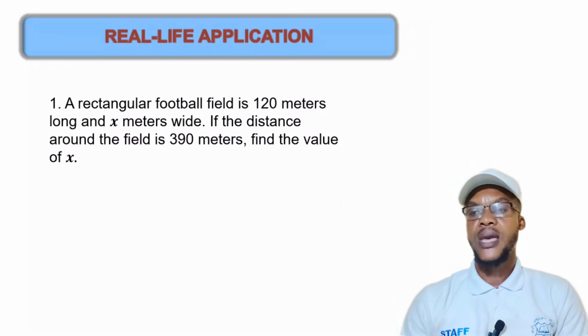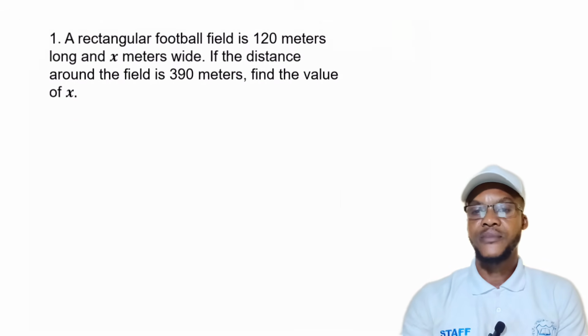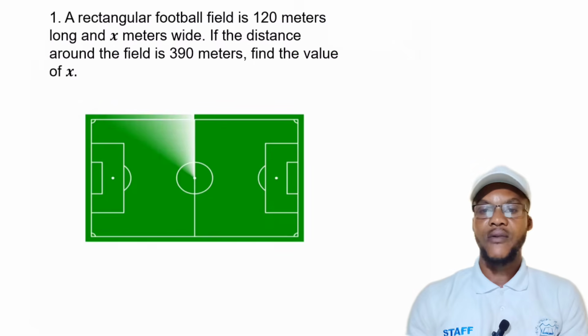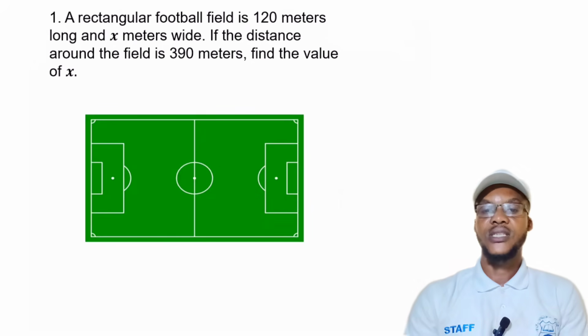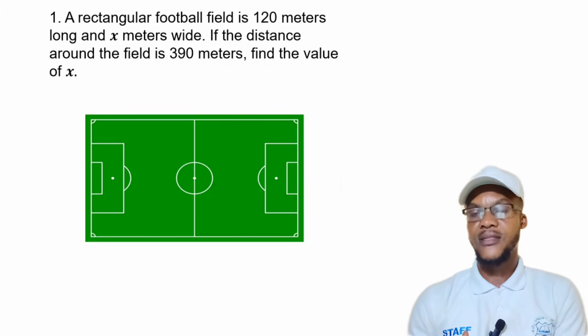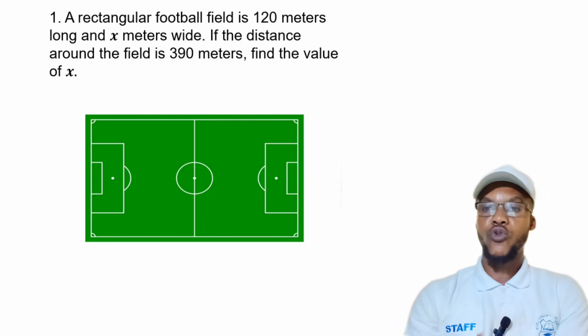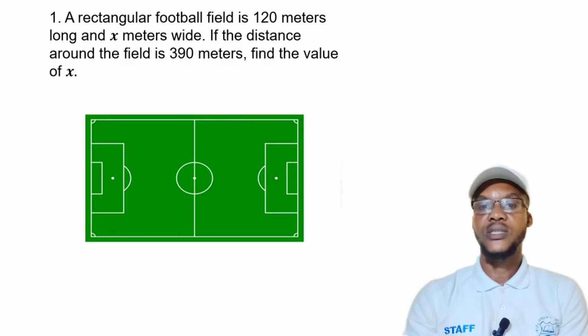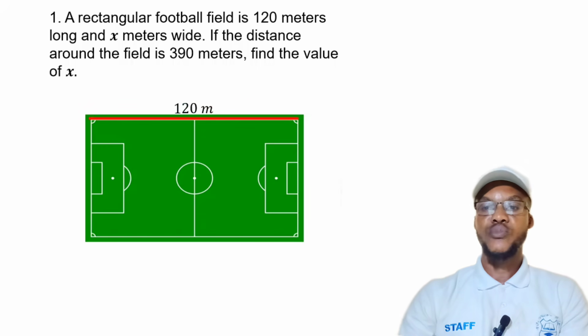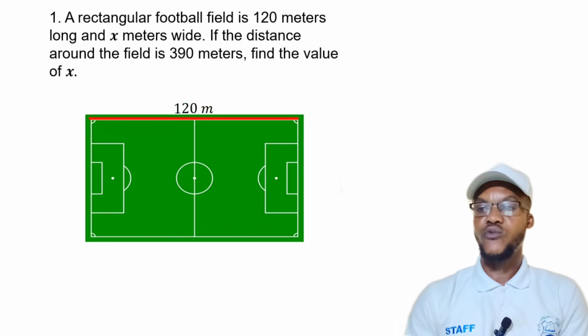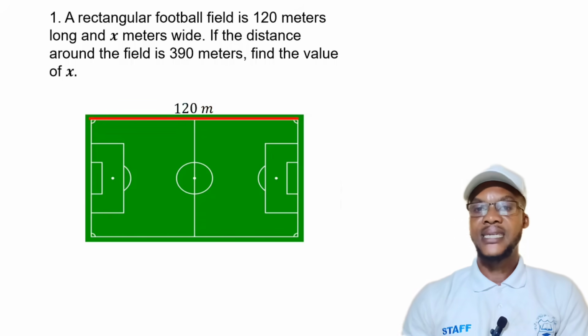Yes, so let's use this as our football field. Then we are saying that it is 120 meters long. When we mention 120 meters long, we are dealing with the length, because you know that for a rectangle we have the length and the width. So the moment you see a measure of how long it is, then you know that we are dealing with the length. So this will be our length, which is given as 120 meters.